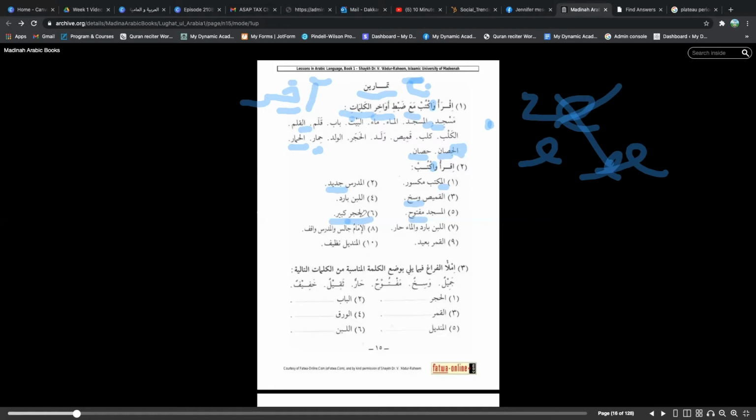Al-hajaru kabirun. Al-labanu baridun wal-ma'u harrun. The milk is cold. Wal-ma'u, hamzat al-wasl, so wal-ma'u, not wa-al-ma'u. Wal-ma'u harrun, and the water is hot. Al-imamu jalisun. Remember, probably in the previous lesson, we mentioned al-waladu jalisun. So al-imamu, the imam, jalisun, he's sitting. Wal-mudarrisu waqifun, and the teacher is standing.